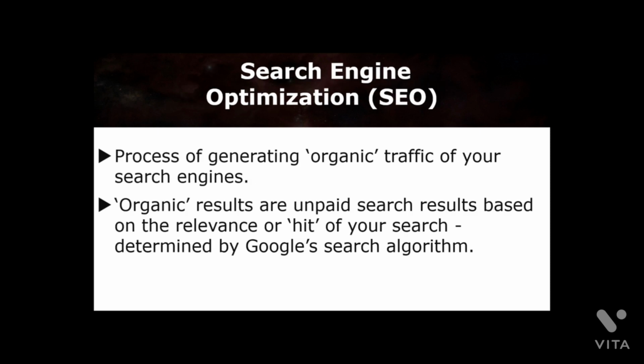SEO involves the process of generating organic traffic from search engines. Organic or natural results are unpaid search results based on the relevance or hit of your search. These results are determined by Google's search algorithm to detect the site most optimized to their criteria and your search. Sometimes you can even see snippets, as Google calls it, from an optimized site.